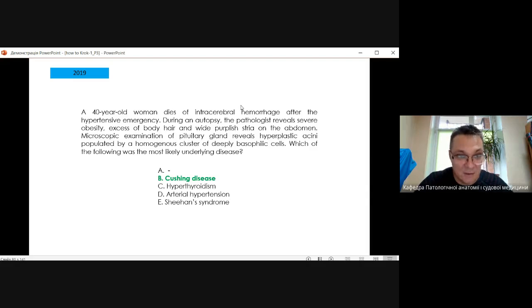Cushing disease with the presence of pituitary adenoma. Again, repeating, don't confuse with Cushing syndrome. In case of Cushing syndrome, we see the primary lesion of adrenal gland. In case of Cushing disease, we see the primary lesion of the pituitary gland, which is finally stimulating the function of the adrenal cortex.